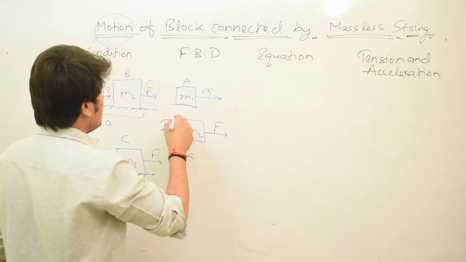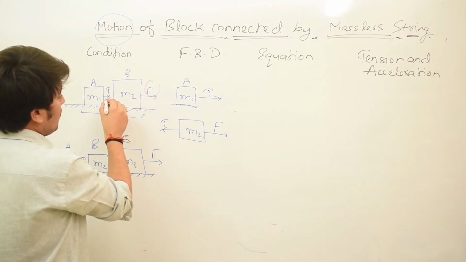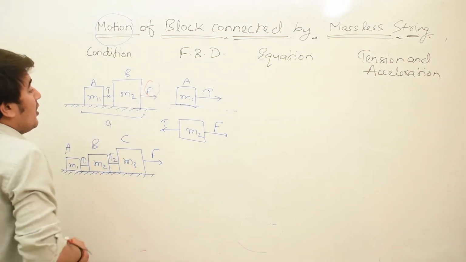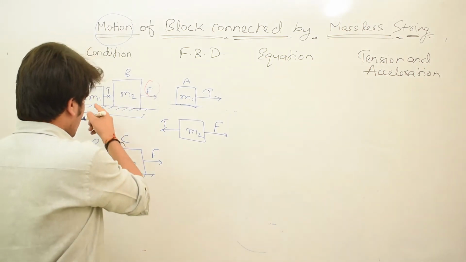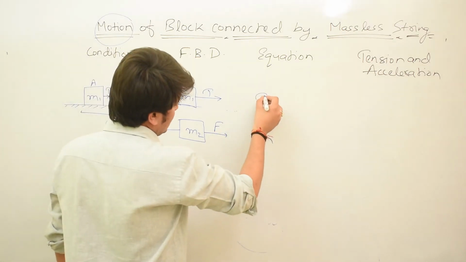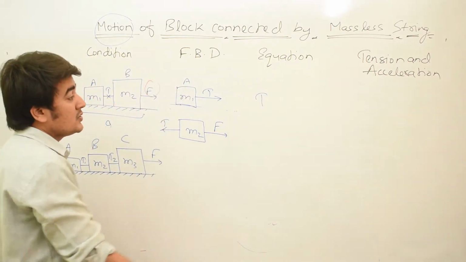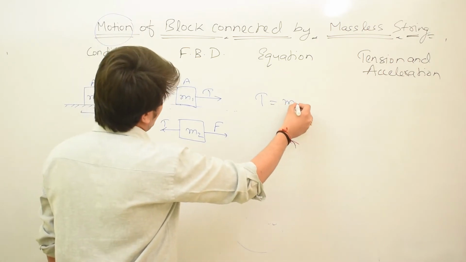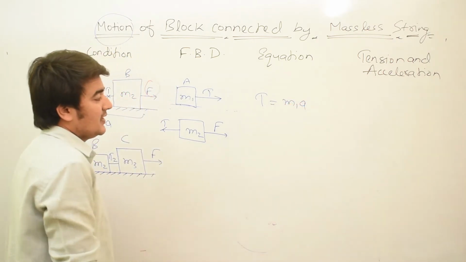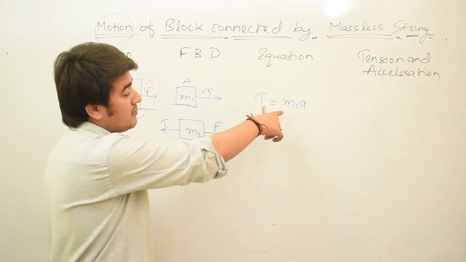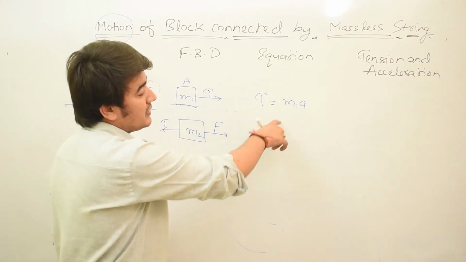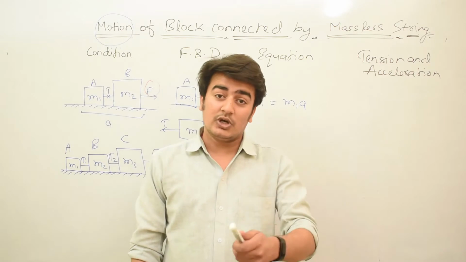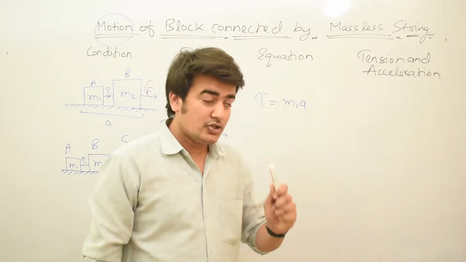Moving forward, could you please tell me what is the effect of this particular tension on this particular body? You will say, sir, tension is a force which is accelerating the body of mass m1 with acceleration A. This is the reason for this motion. This is how we are going to equate this force. It should be clear to you.